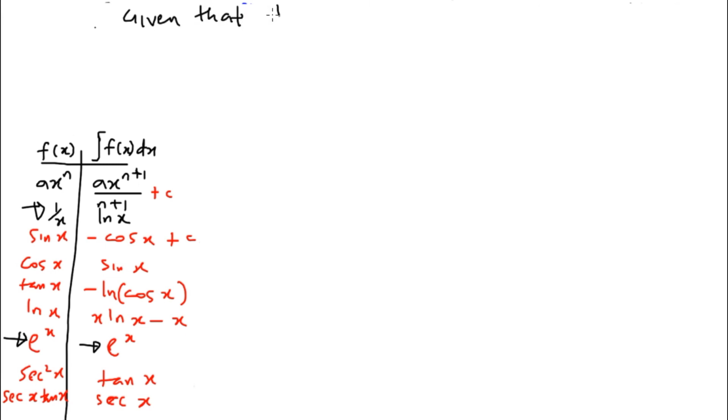given that d/dx of x ln x is equal to 1 plus ln x, then find the integral of ln x. Now what this is trying to say is that the derivative of x ln x is given as 1 plus ln x. So now find the antiderivative or the integral of ln x.